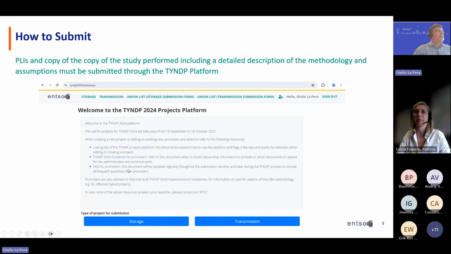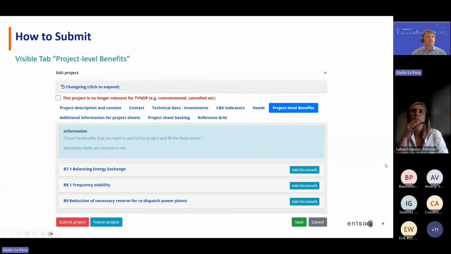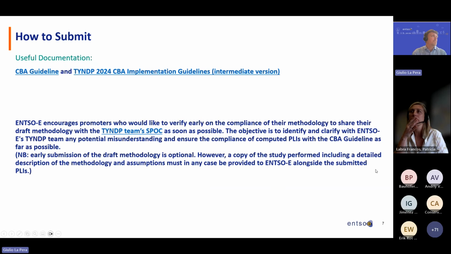Together with the value, you will have to provide a copy of the study performed, including the detailed description of the methodology and the assumptions that you have applied. Yes, useful documentation is the CBA guidelines and the CBA implementation guidelines. You can find both of these on the ENTSO-E website.